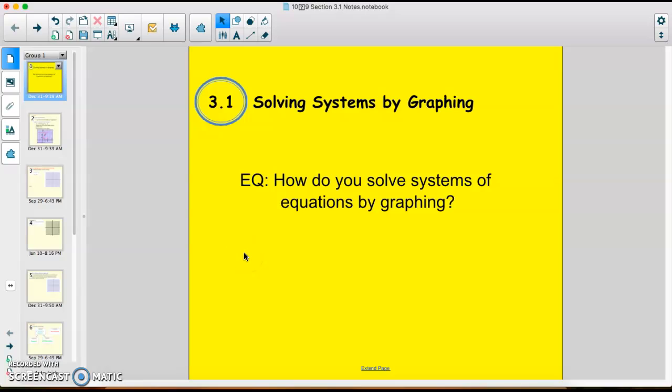All right, welcome to 3.1, Solving Systems by Graphing. Our essential question: how do you solve systems of equations by graphing? You have looked at these before.